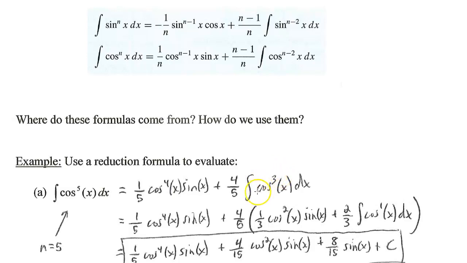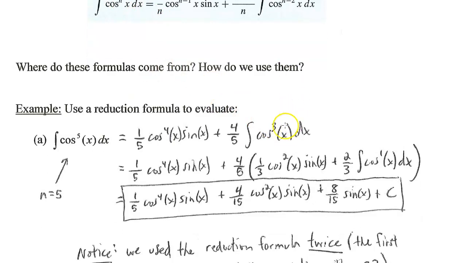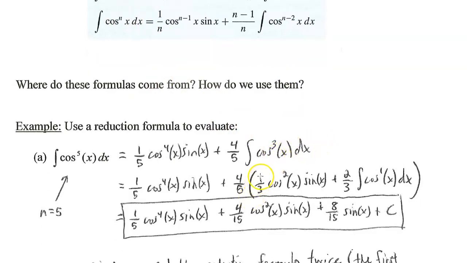Now the question is, how do we integrate cosine cubed? Well, we can use the formula again, this time where we let n be 3. So if we use the formula again, the integral of cosine cubed ends up being 1/3 cosine squared times sine, plus 2/3 times the integral of cosine to the 1. So we've reduced it from 5 to 3, and now from 3 to 1. Well, we know how to integrate cosine to the 1. The integral of cosine is just sine.